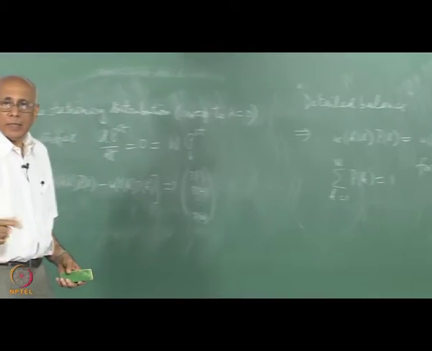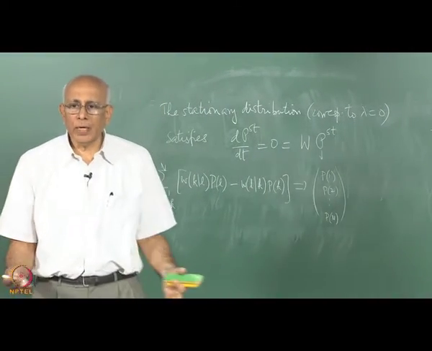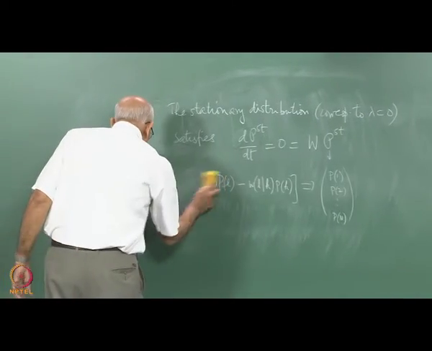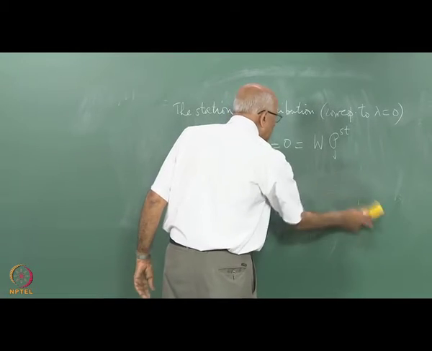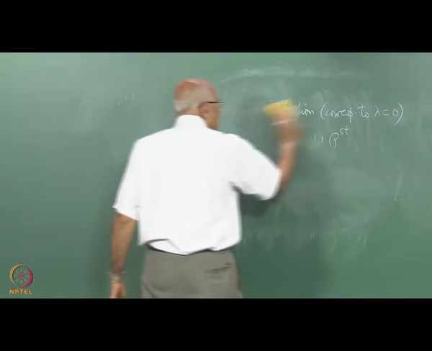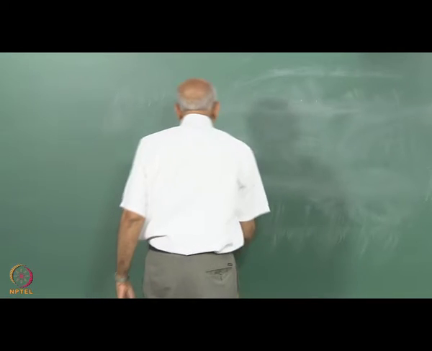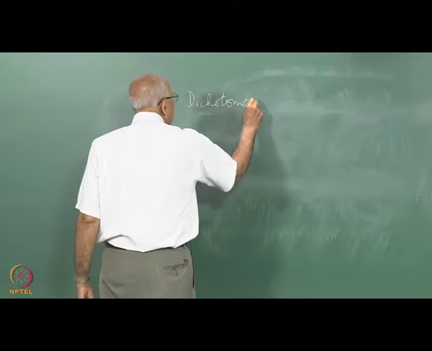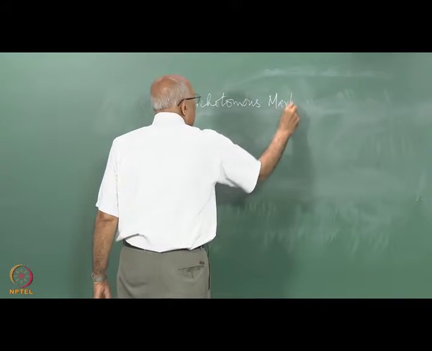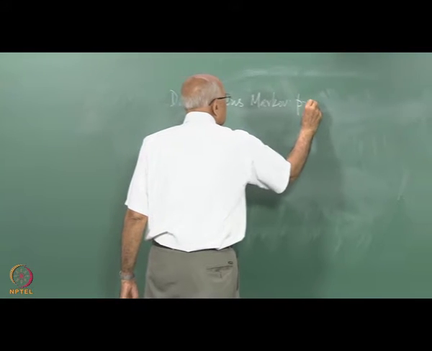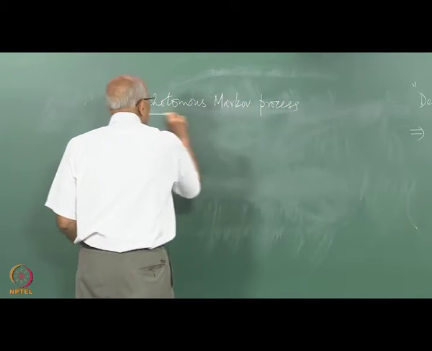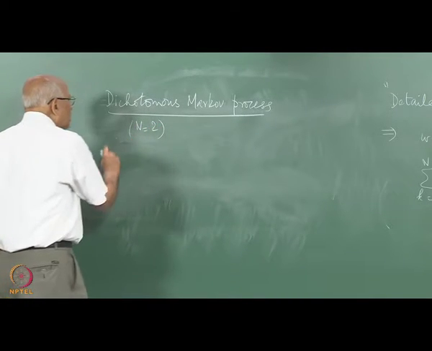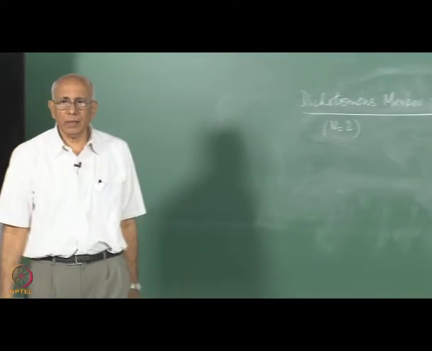Now let us look at the simplest case. The simplest possible case is when you have just two states possible, and this is such a famous case and it applies in so many places, it occurs in so many places that it has got a special name to itself. It is called the stationary dichotomous Markov process. It corresponds to n equal to 2, just two possible states.